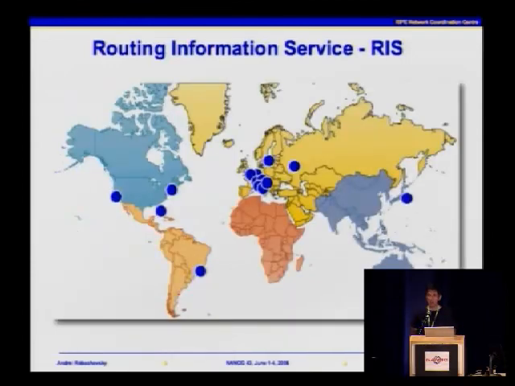Well, this is a geomap with locations of RIS route collectors. They're mostly connected to big internet exchanges where we can get many peerings.